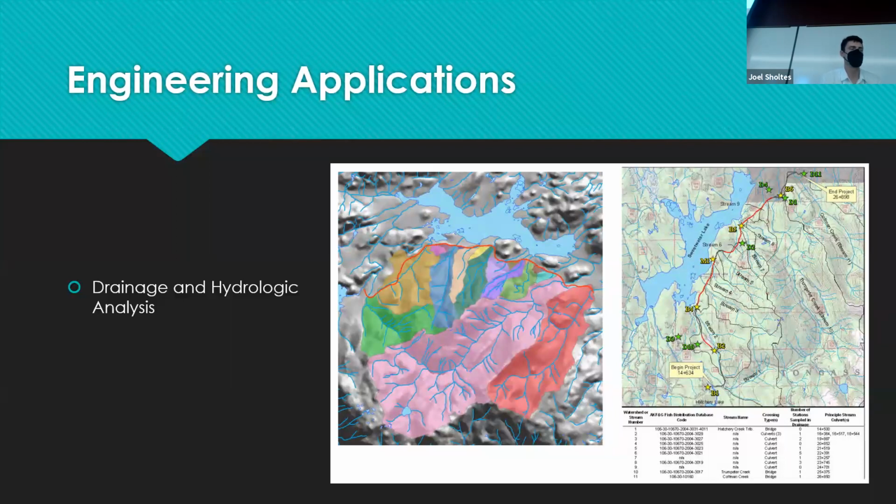So here I just have some other engineering applications, drainage and hydrologic analysis. That's going to be a big one. We'll actually be doing this in hydrology. You can use a digital elevation model, which is represented by this hill shade image, to delineate watershed boundaries and stream networks. This is identifying culverts. It looks like they block fish passage. And so they are going along a road and mapping what culverts are and figuring out where they need to upgrade culverts so that fish can migrate upstream.